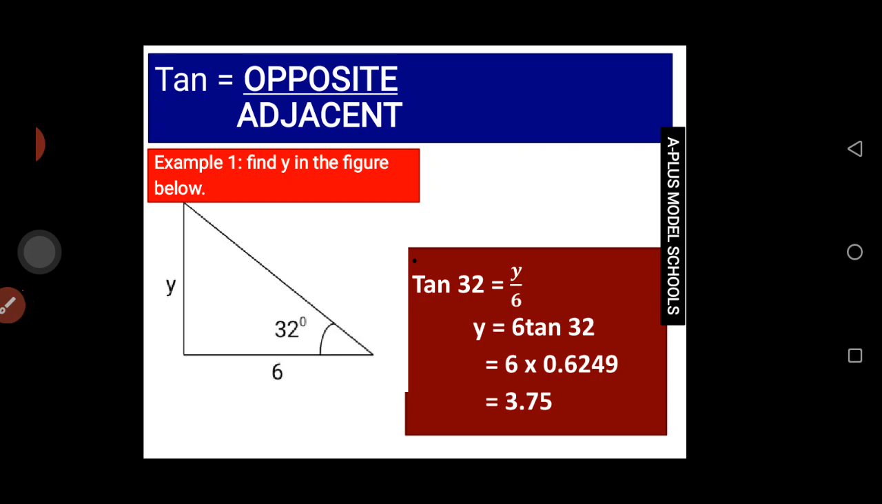So that will be tan 32 degrees equals opposite y over adjacent, which is 6. So cross multiply from here. That will give you y is equal to 6 tan 32 degrees. So y is equal to 6 times tan 32 degrees, which is 6 times 0.6249, which will give you 3.75, which is approximately 4 meters.